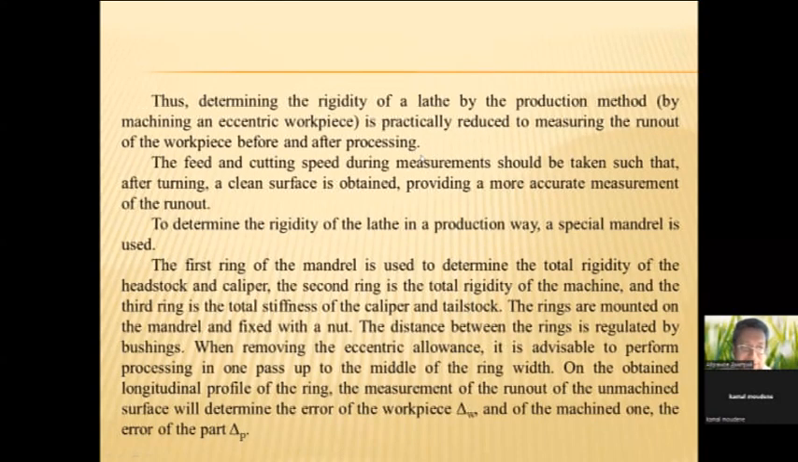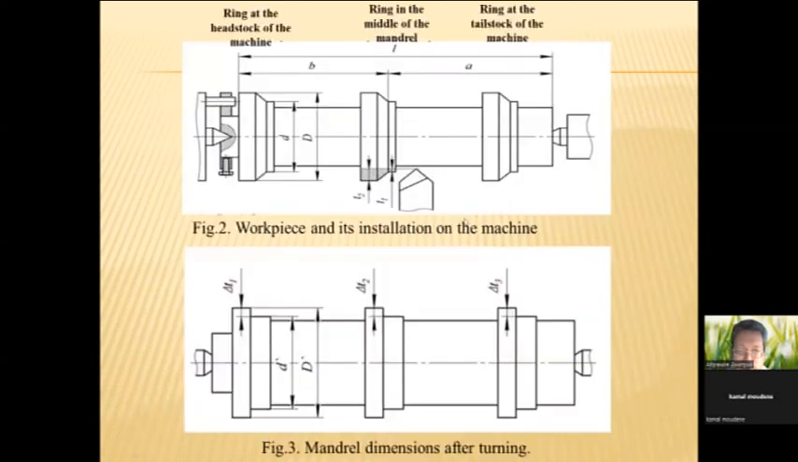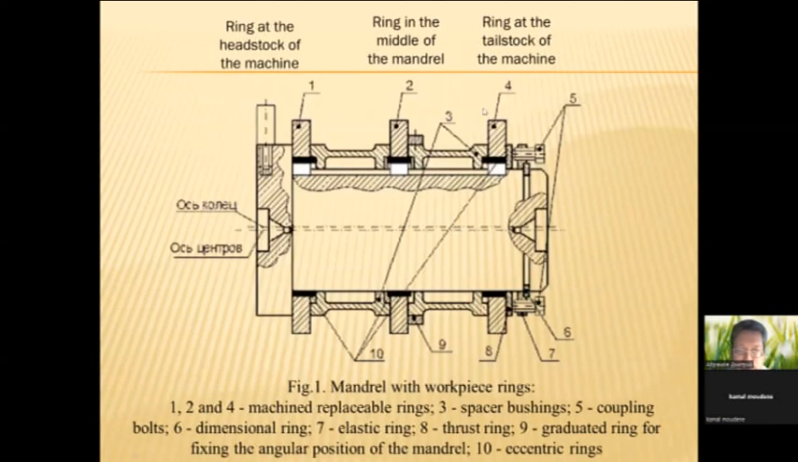The feed and cutting speed during measurements should be taken such that after turning, a clean surface is obtained, providing a more accurate measurement of the runout. To determine the rigidity of the lathe by the production method, a special mandrel is used. You can see the special mandrel in figure 1. It's a special mandrel with 3 rings. All rings have eccentricity.